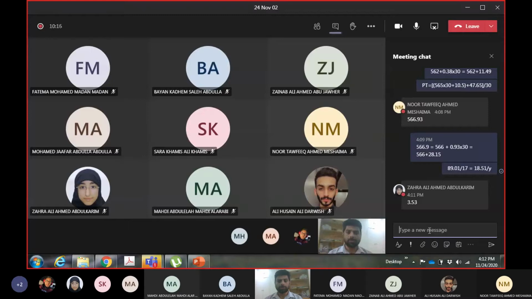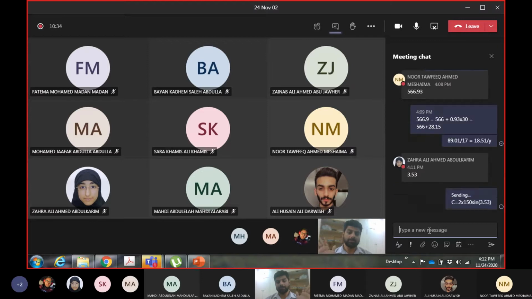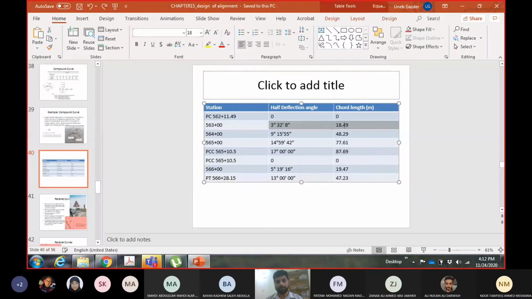The chord length was 2r sine of this angle. So r is given as 150 meters for this curve, so 2 into 150, and then sine of this angle which we have calculated. As I said, you don't have to take the half again. This is already half of the angle, so just take the sine. When you take the sine, the chord length will be 18.49 meters.